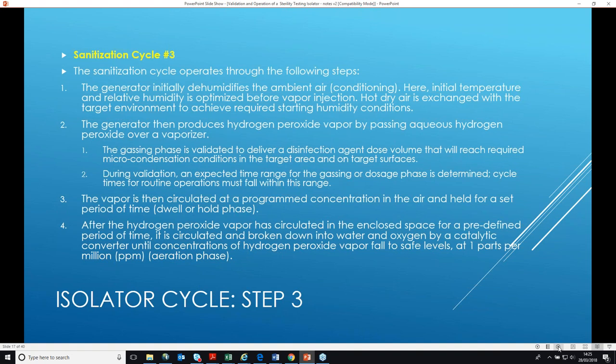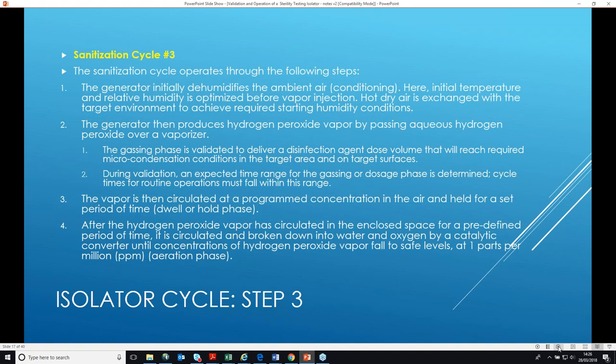Vapor is then circulated at a programmed concentration in the air and held for a set period of time. So this is the dwell time, which I was referring to. The dwell time is optimized to maintain microcondensation conditions throughout the complete dwell phase for an assured disinfectant contact time.